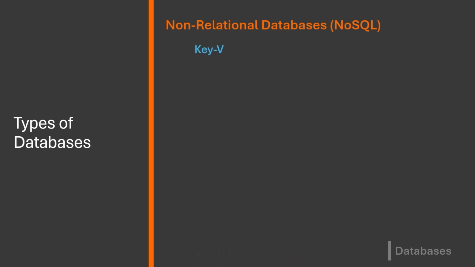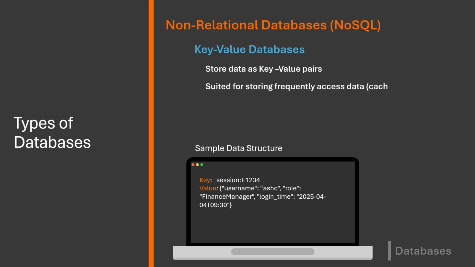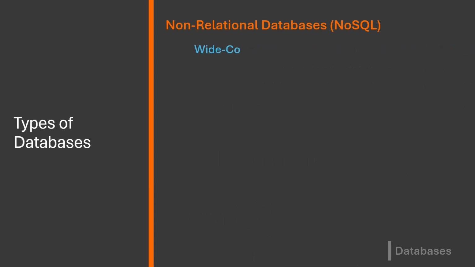We also have key value databases. These store data as key value pairs, making lookups extremely fast. They are best suited for temporarily storing frequently accessed data or caching, processing real-time analytics, and managing user sessions efficiently. An example would be Redis, which is used in applications like Twitter and Netflix for caching and quick access to frequently used data. We also have wide column stores.